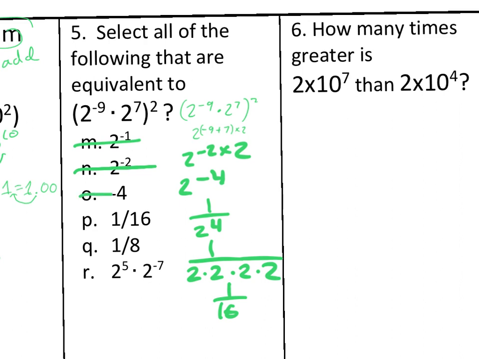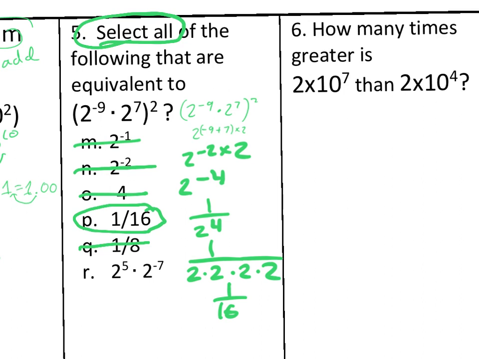Negative 4, never saw it. Now P, 1 over 16 is the final answer. So that one does work, but keep in mind we're looking at select all. So remember the directions right here? We're looking at select all the following that are equivalent. So look at that. 1 over 8 isn't right because 1 over 16 is not the same. So 1 over 8 fails.